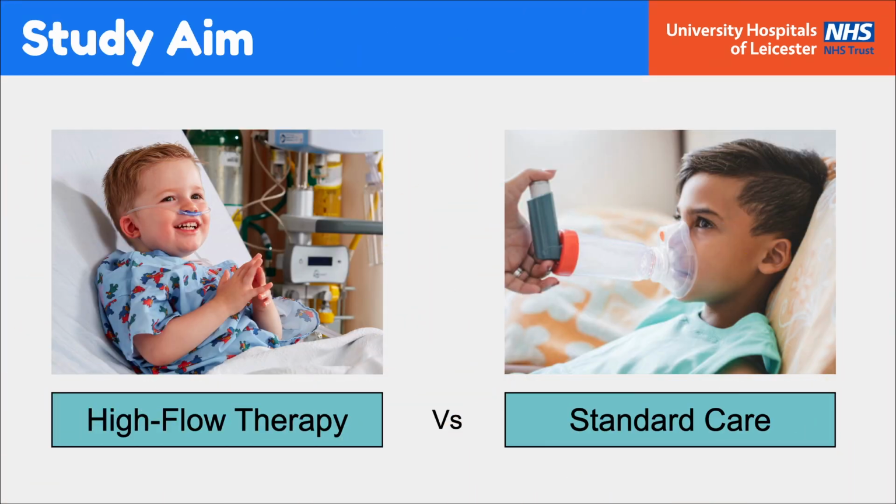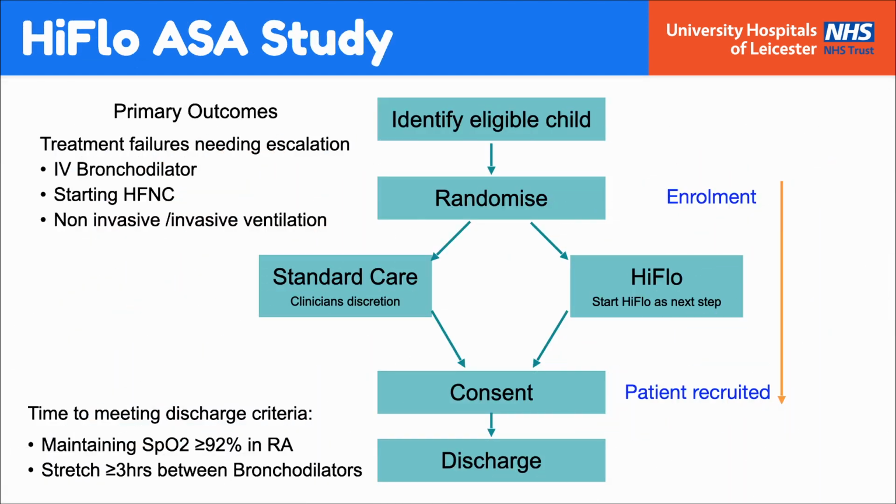So the study hypothesis tests the idea that early high-flow therapy improves outcomes in children with acute severe wheeze presented to the emergency department. So the high-flow acute severe asthma study is a randomised control study comparing high-flow therapy versus standard care. A study outline here demonstrates that we identify eligible children presenting to the emergency department with wheeze and then randomise them to standard care or high-flow therapy.